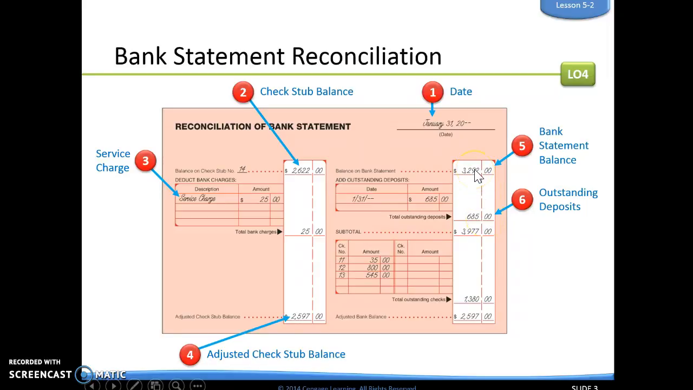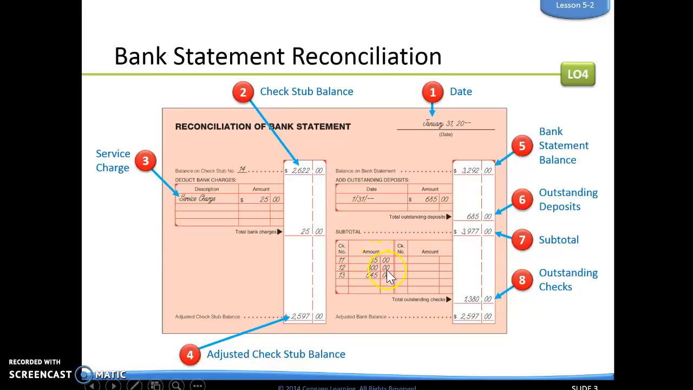So here we're going to take the balance plus the deposit to equal our new subtotal. Again, this number does not equal what we have on our check stub, so we still have some work to do. Next thing we're going to do is look for outstanding checks. Again, we'll talk about what outstanding means in a little bit. So if we have outstanding checks, we're going to write the check numbers here, and then we're going to write the amount of each check.